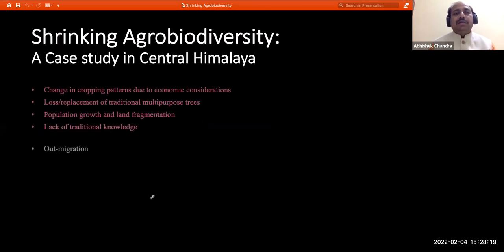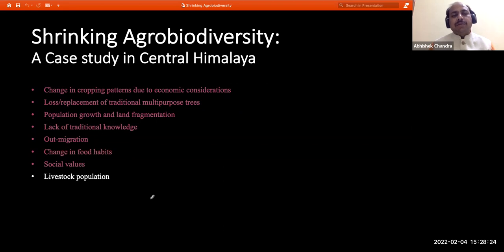So these are the reasons for the shrinking biodiversity which we find in the Himalayas: change in the cropping pattern due to economic considerations, loss and replacement of traditional multi-purpose trees, population growth and land fragmentation, lack of traditional knowledge, out-migration, change in food habits, social values and livestock populations. So these are the things on the basis.